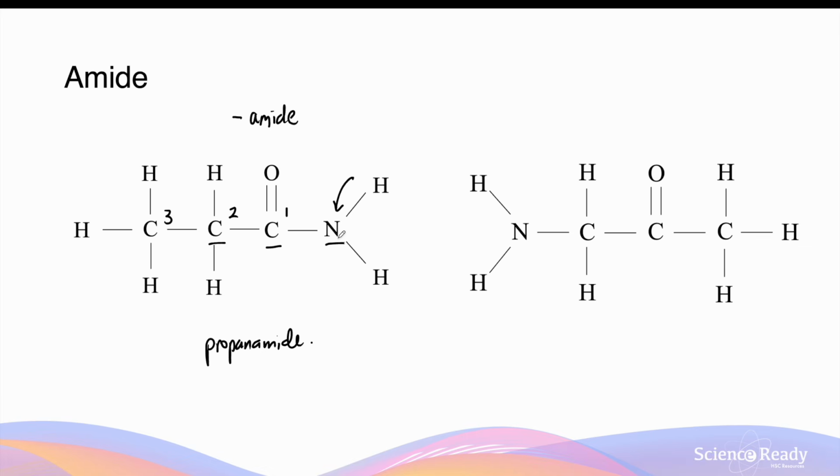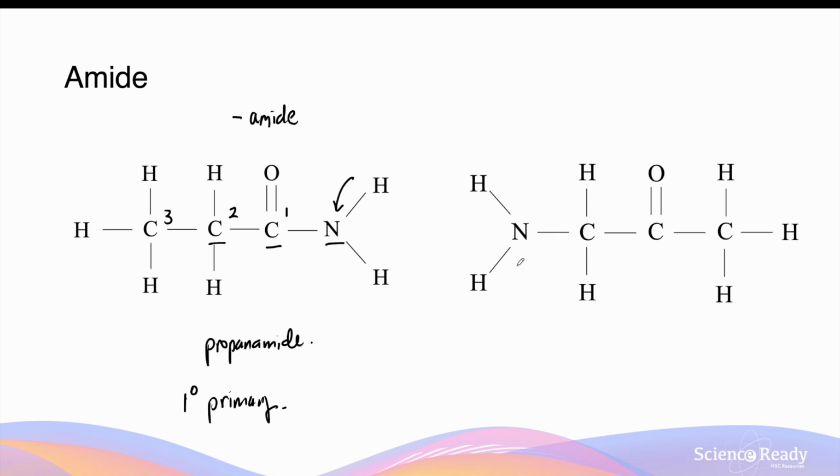If the nitrogen atom is only bonded to the carbonyl carbon and 2 other hydrogens and no other carbons, this is what we describe as a primary amide. The way we categorize primary, secondary, and tertiary amide is exactly the same as for amines.